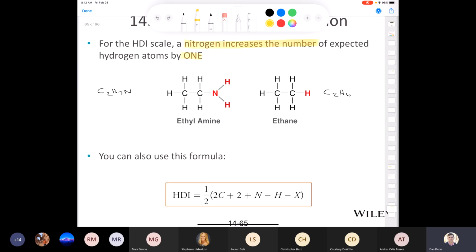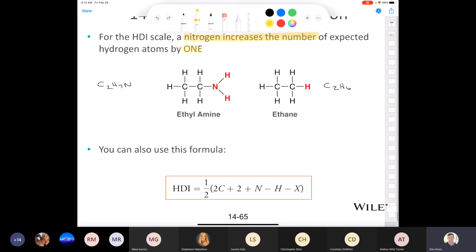Now, if you're like, oh, how am I going to put all that stuff together? If I have a molecule that's got carbon and nitrogen and oxygen and hydrogen, right? And chlorine and maybe a fluorine in there. Well, the good news is that you can just use this formula here.